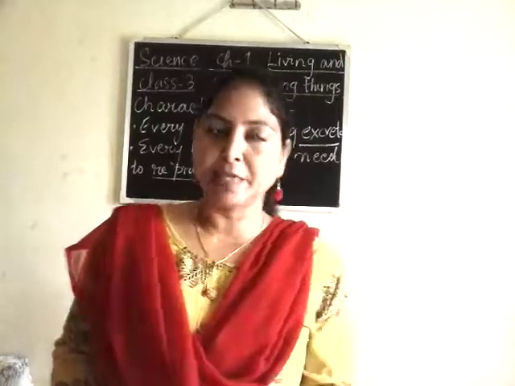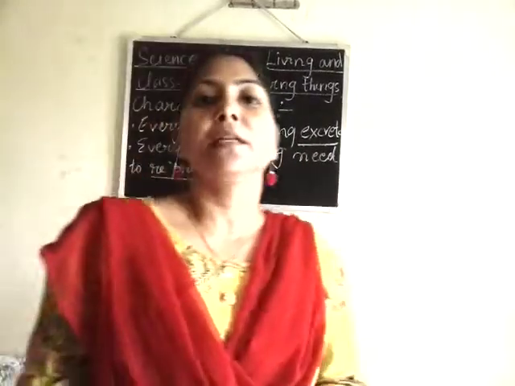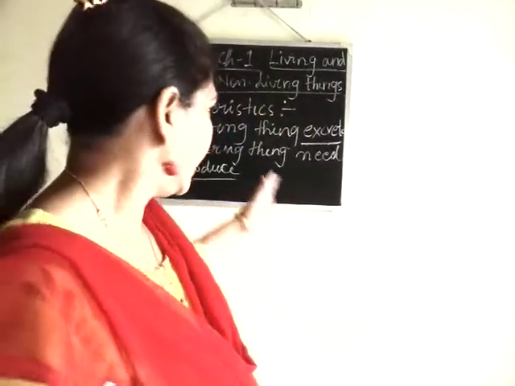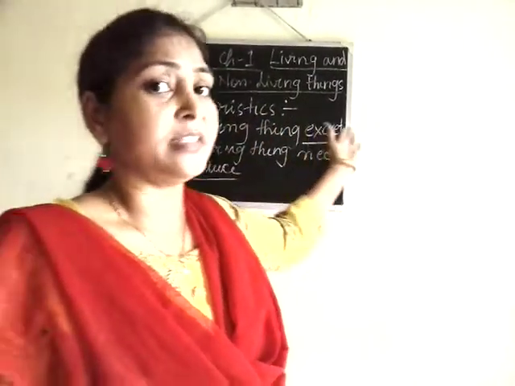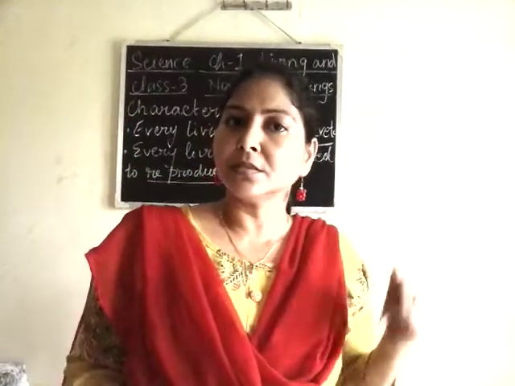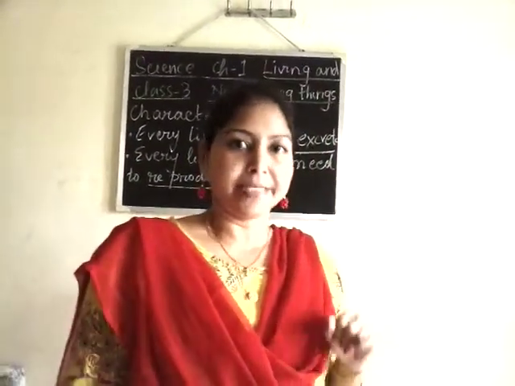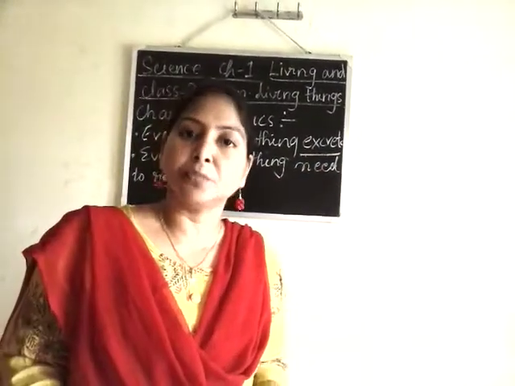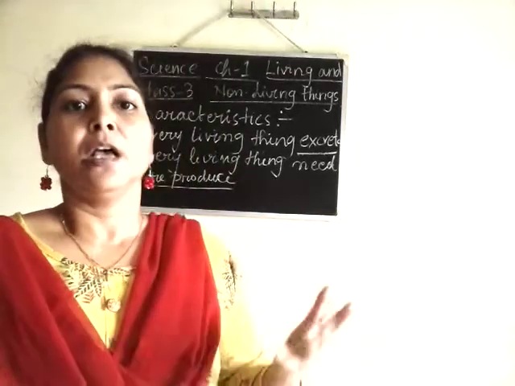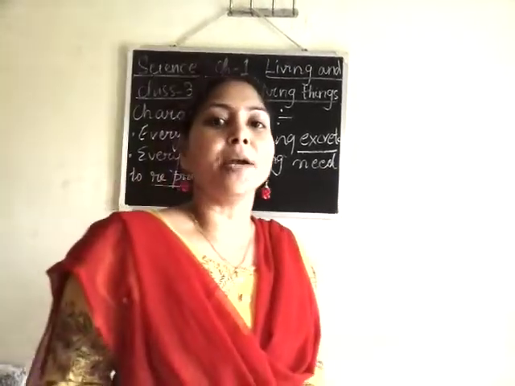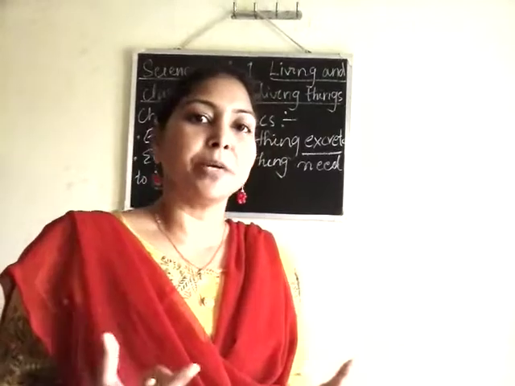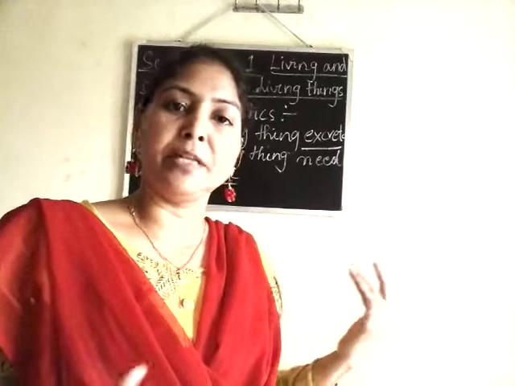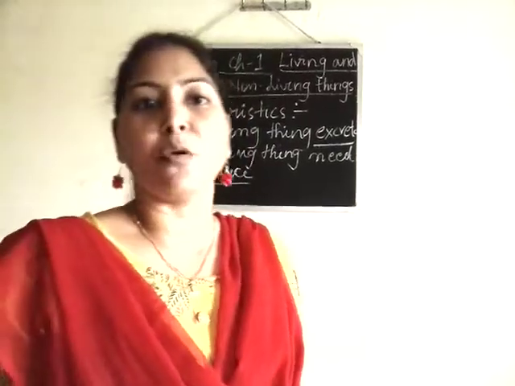Now I have already mentioned here, as you can see, the next characteristic, that is the fifth characteristic of living things, is every living thing needs to excrete. Now what does this word excrete mean? Excrete means we have to remove certain waste material or waste products from our body. Now what is waste material in our body? It can be in the form of solid, liquid, or gas.